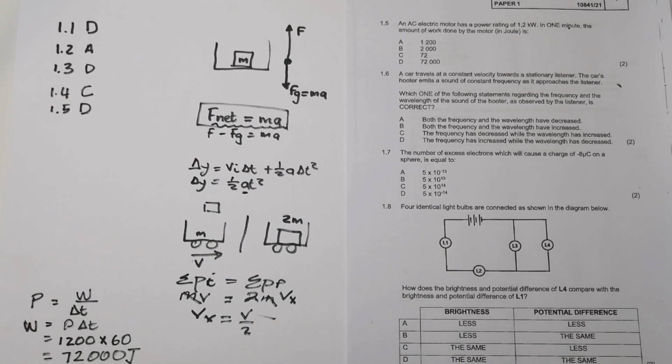Okay, and then the next one says a car travels at a constant velocity towards a stationary listener.